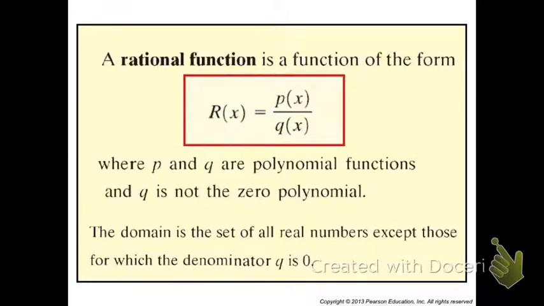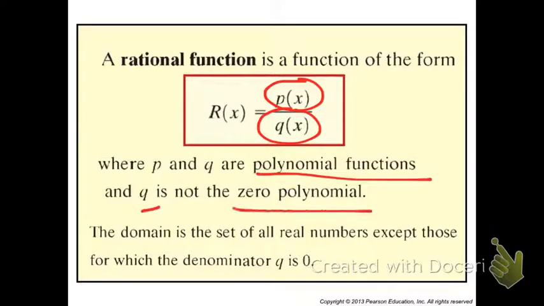I wanted to give you the definition of a rational function. Here we can see we have a polynomial function divided by a polynomial function. Both p of x and q of x are polynomials, and that's what it says here. But also q is not the zero polynomial. All that means is that the degree of the denominator must be 1 or higher. So the degree must be greater than or equal to 1.